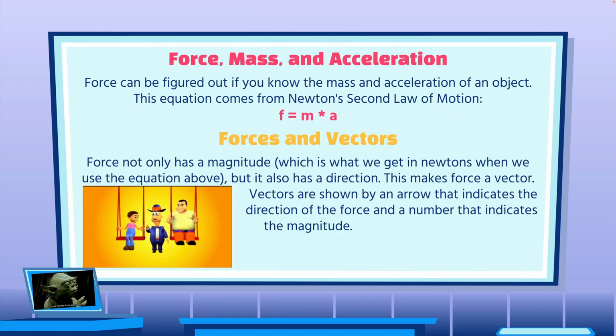Force, mass, and acceleration. Force can be figured out if you know the mass and acceleration of an object. This equation comes from Newton's second law of motion. Force equals mass times acceleration. Forces and vectors. Force not only has a magnitude, which is what we get in newtons when we use the equation above, but it also has a direction. This makes force a vector. Vectors are shown by an arrow that indicates the direction of the force and a number that indicates the magnitude.